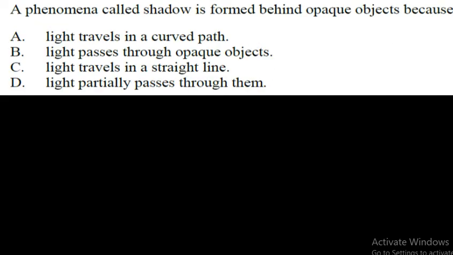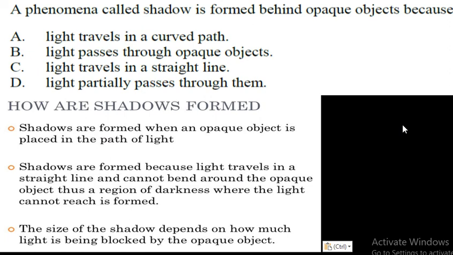Next question. It says a phenomenon called shadow is formed behind an opaque object because what? At this point, again, try to recall how a shadow is formed. In your previous grade level, you learned how shadows form. Shadows are formed when an opaque object is placed in the path of light. Shadows are formed because light travels in a straight line and cannot bend around the opaque object. Thus, a region of darkness where the light cannot reach is formed.